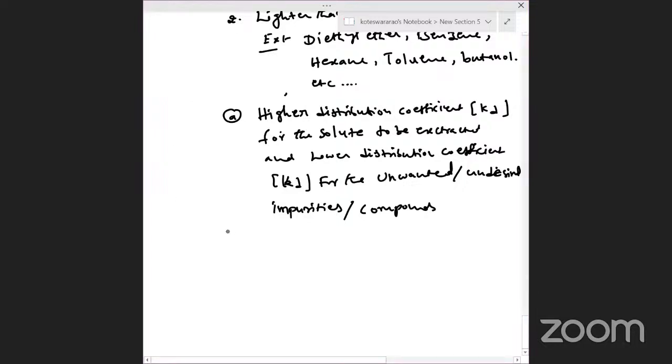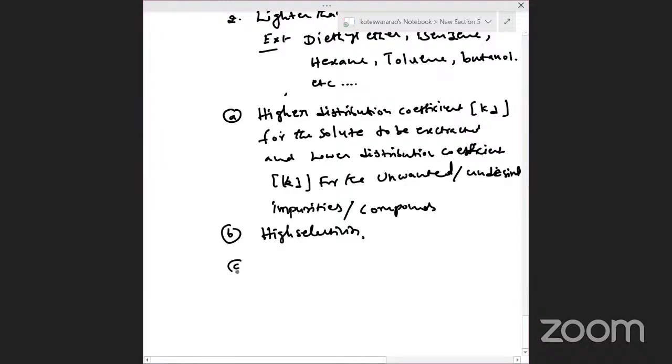Next, the second factor, which is highly influenced by the solvent nature, that is high selectivity. What is the selectivity? The selectivity means the solvent should have the nature to dissolve whatever solute we are going to extract. That means it should have high solubility for the solute to be extracted. That is the high selectivity.